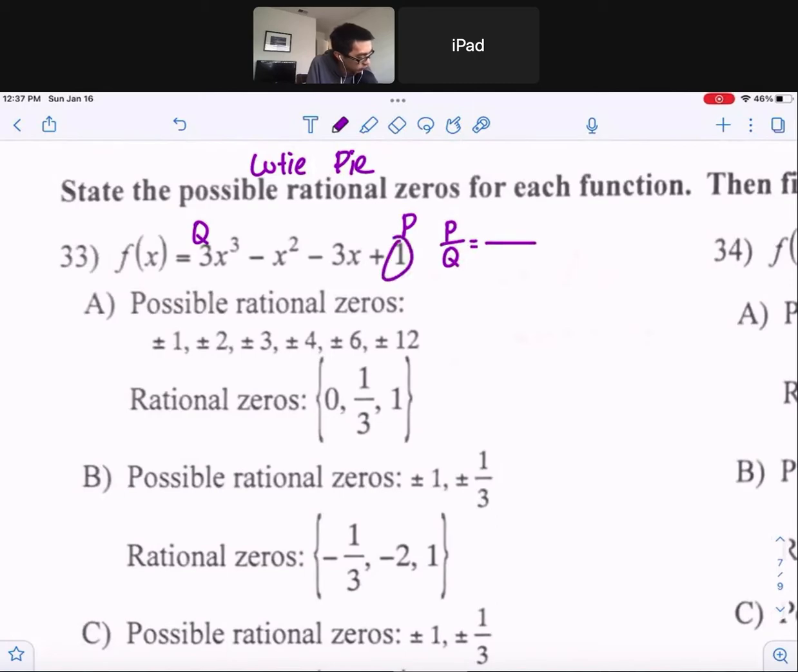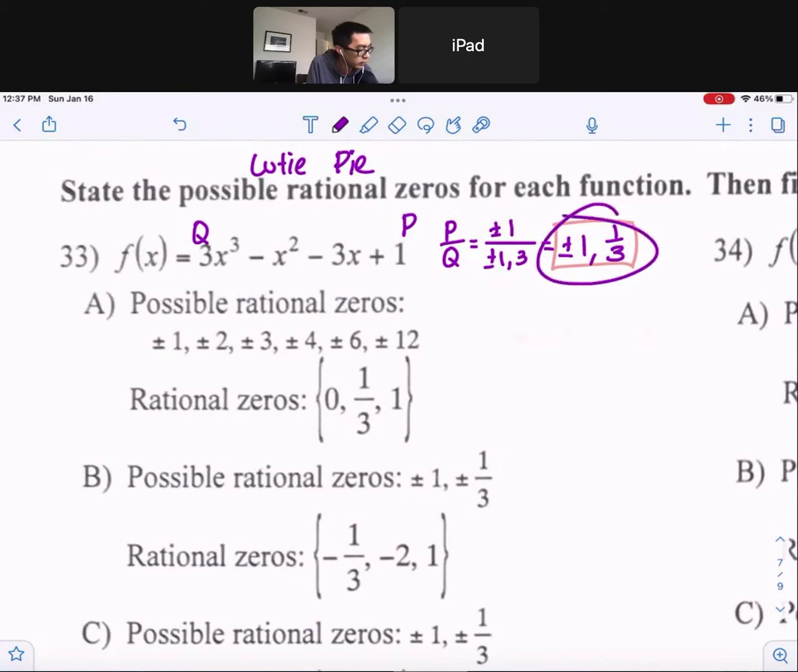Factors of 1, that's plus and minus 1. Factors of 3 is plus and minus 1 and 3. So take all the numerators and divide them by the denominators. This is division. So 1 divided by 1 is plus and minus 1. 1 divided by 3, that's just 1/3. So here's our rational roots list. We still have to figure out which one will give us a 0.